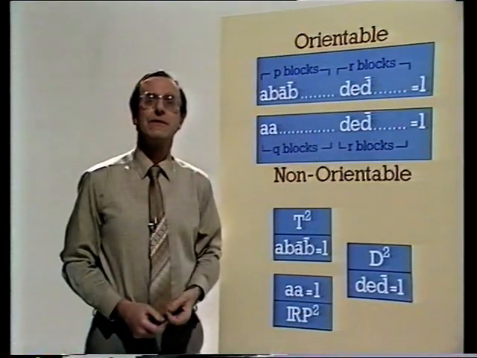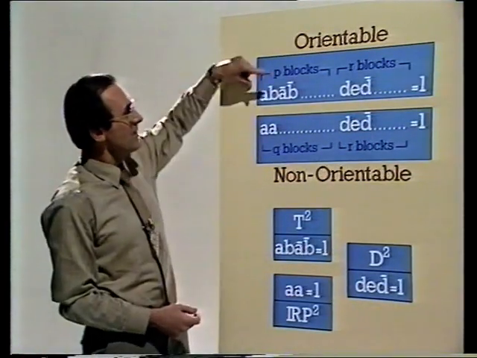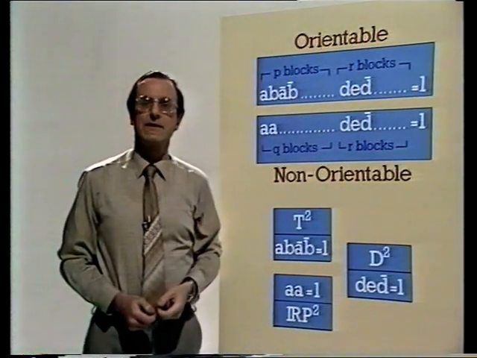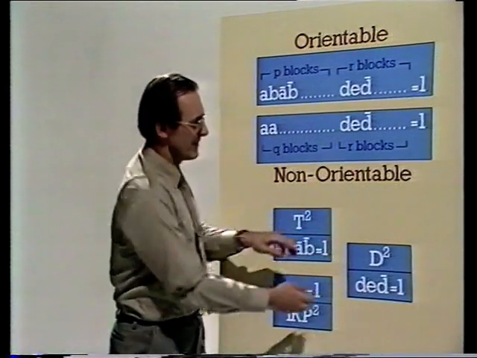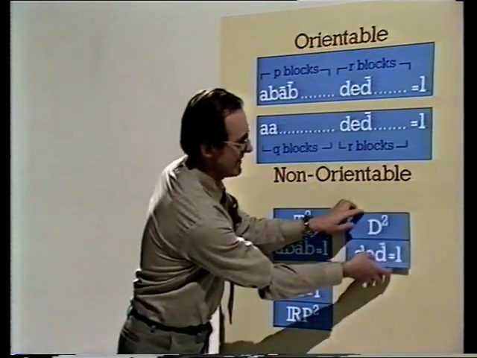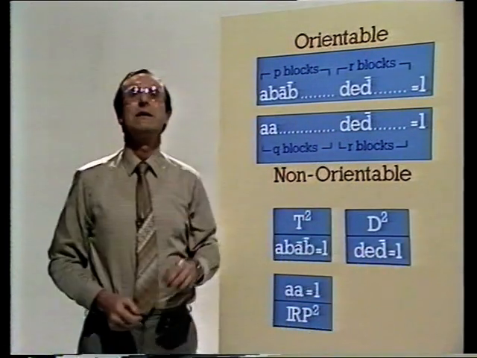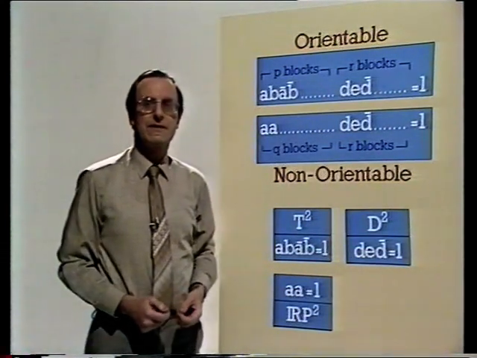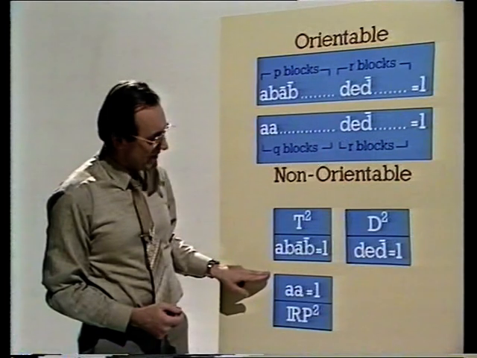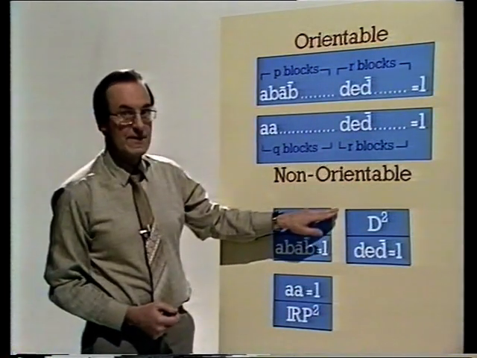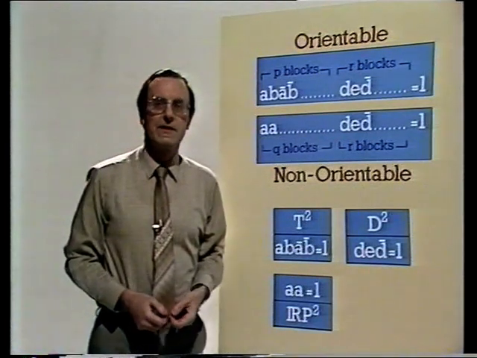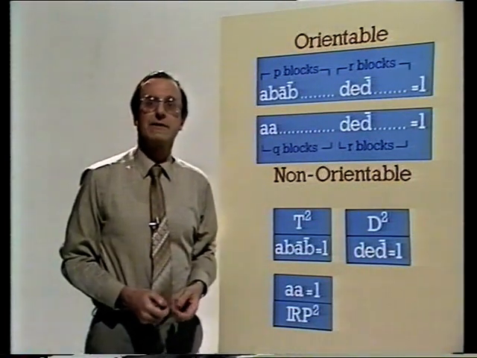We've been hinting that an orientable surface with P blocks like this and R blocks like this is the connected sum of P copies of a torus and R copies of a disk. Similarly, a general non-orientable surface is the connected sum of Q copies of a projective plane and R copies of a disk.